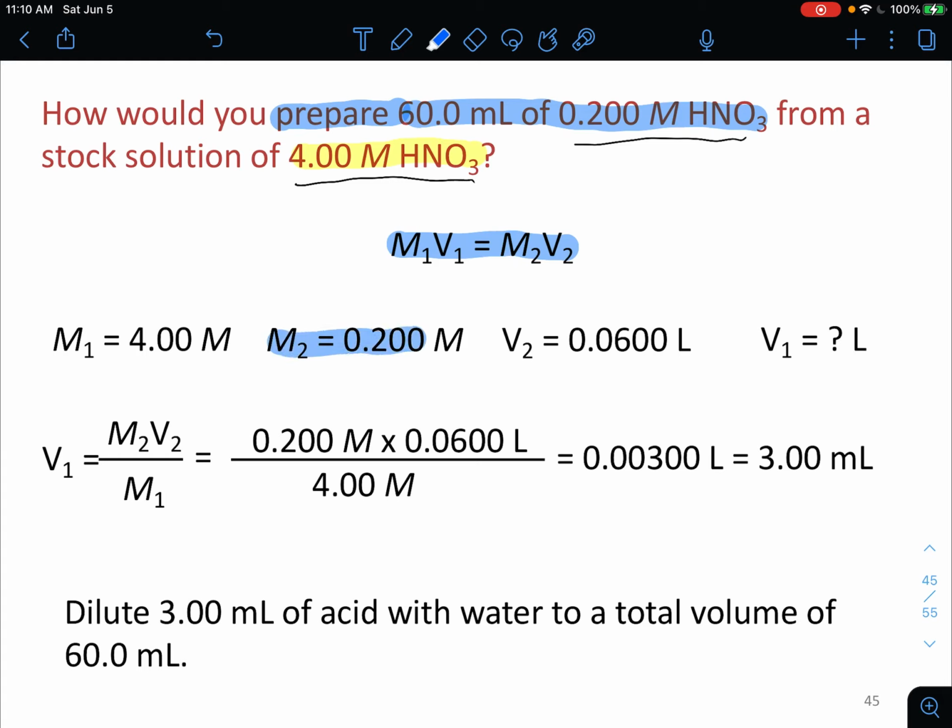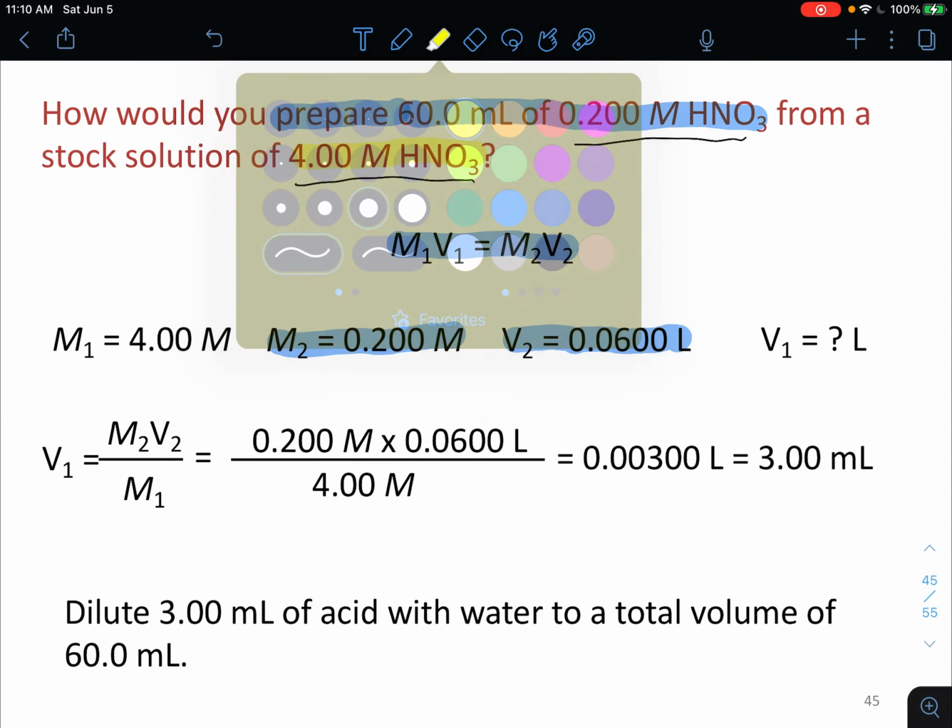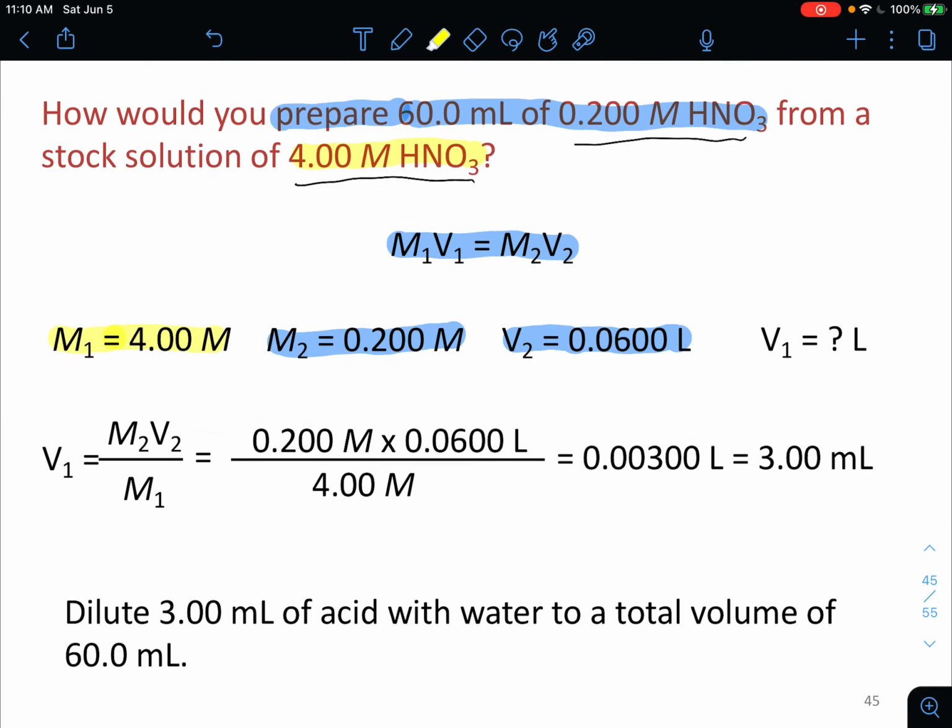So with that in mind, M2 is going to be 0.200 molar. And for mathematical accuracy, in theory, I should change my volumes to liters. But what you're going to see is it's all going to cancel out anyway. So as long as I'm consistent with my volume units, that's all that really matters. And then I know the stock bottle is 4 molar. What I don't know is how much I'm going to take out.